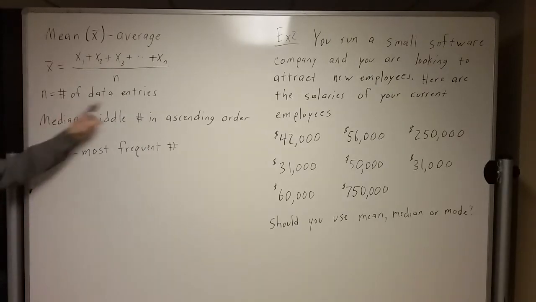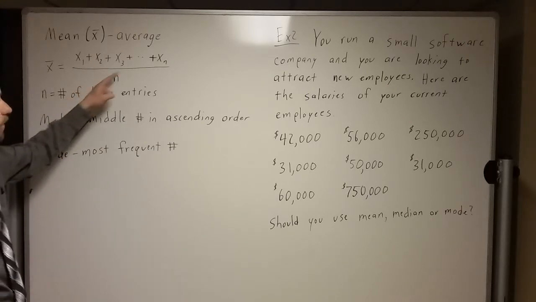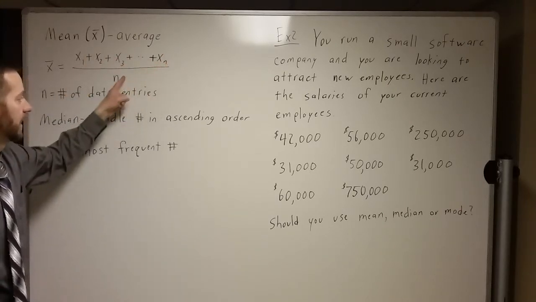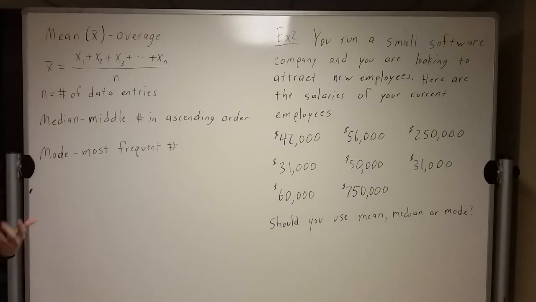And so if you have 50 pieces of data in this set, then n would be 50, and you have to add together 50 numbers and divide by 50. Right? So that's how we find average or mean.